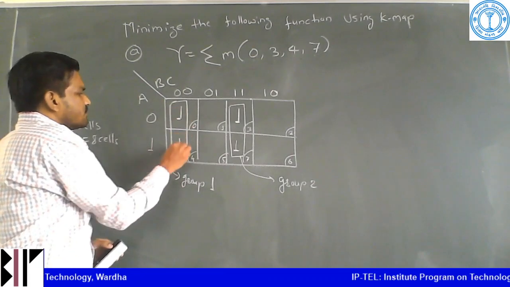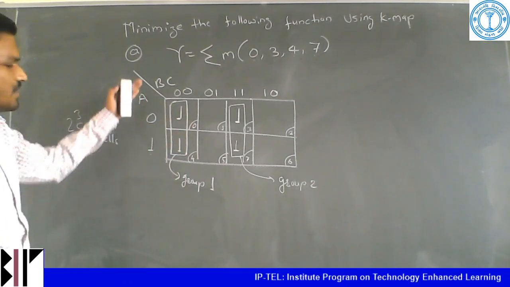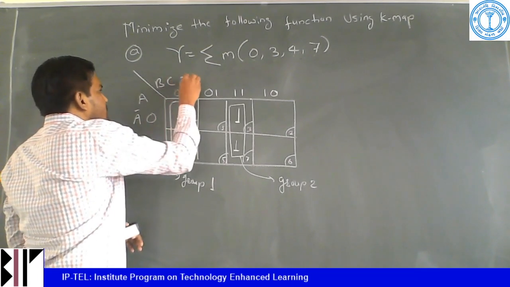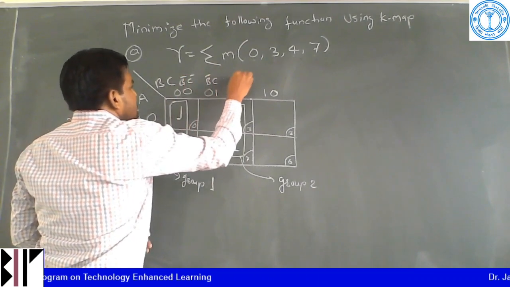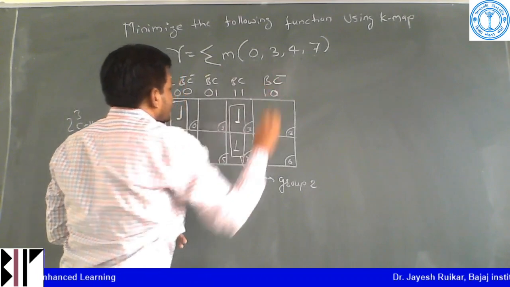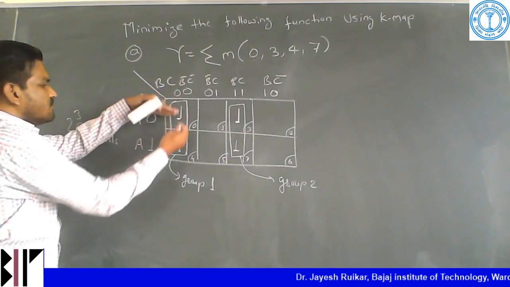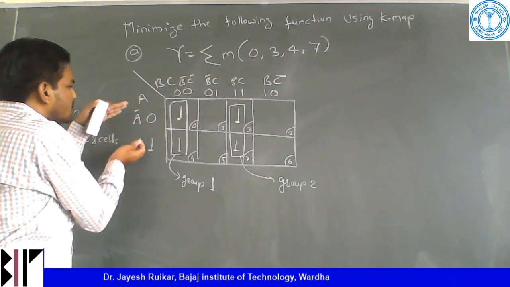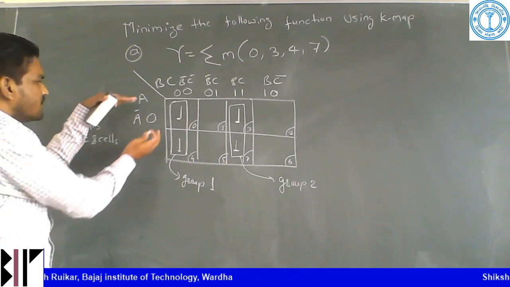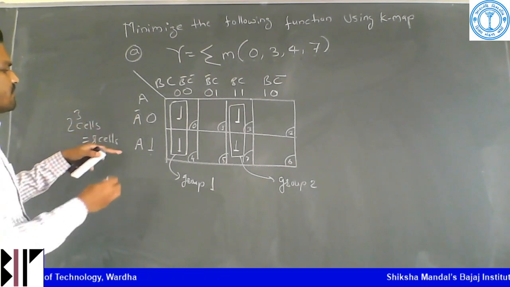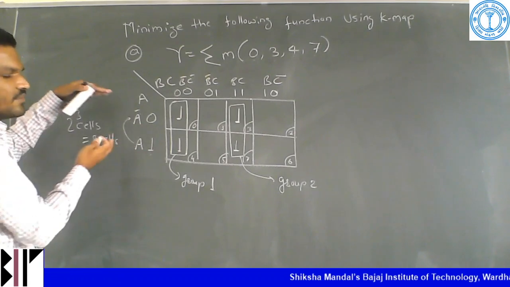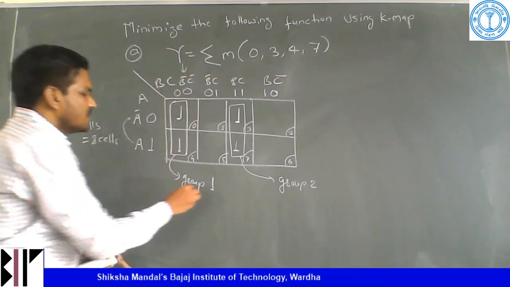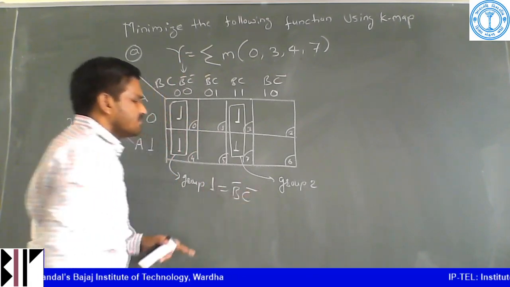What is the equation for this? If you don't understand these 0s and 1s, I can simply write A bar and A, and B bar C bar, B bar C, BC, and B C bar. Now you may understand. When we look from this side, A bar and A are complements of each other and changing state, so we neglect the A variable. We have to ignore this kind of pair, A bar and A. When we look from the top side, we get B bar C bar. So my equation for group 1 is B bar C bar.